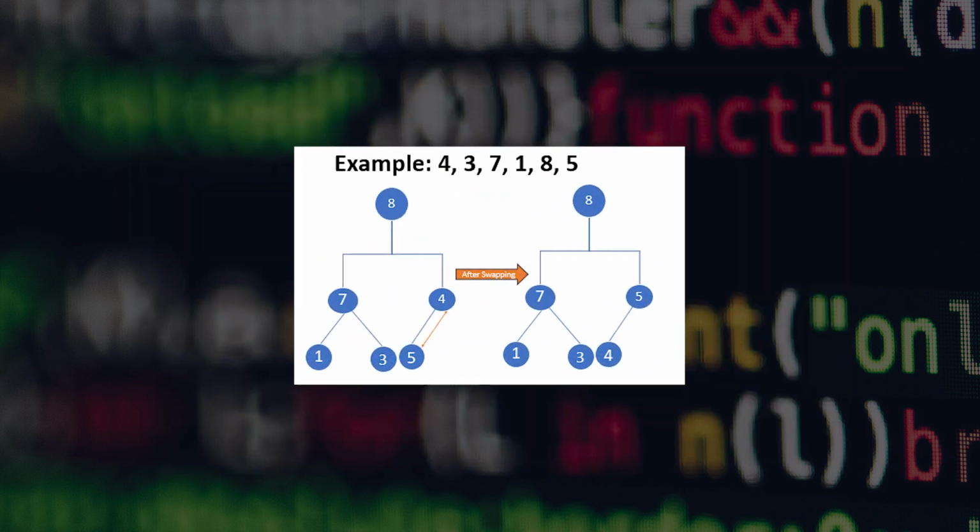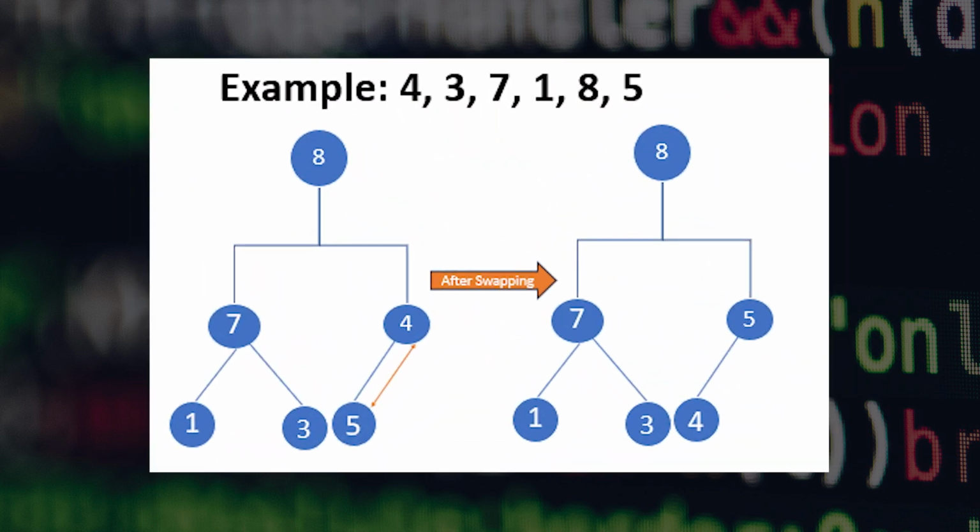So now we are going to insert 5. So 5 will be inserted as the left child of 4. So now we will compare the parent and the child. So here the parent value is 4 and the child value is 5. So we will apply the exchange process. So after swapping, the result is that the root is 8, the left child of root is 7, and the right child of 8 is 5. Previously it was 4. Now after swapping, 5 will be the right child of 8.